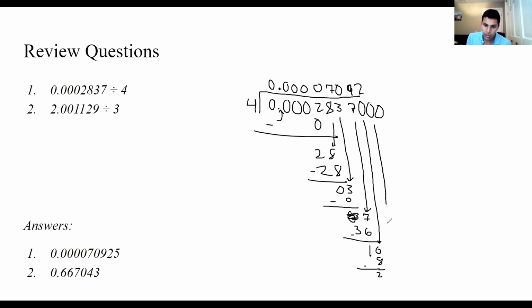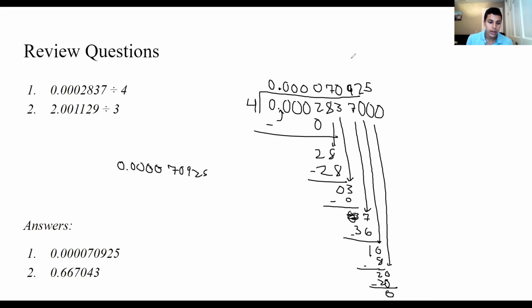Bring down one more 0, and we get 20, which is a nice number because 4 goes into 20 evenly 5 times. 5 times 4 is 20, and when we subtract, we end up with 0 at the bottom, which is how we know we're finished. So make sure to count your zeros correctly when you're writing the answer. It is 0.00000, so starts with 5 zeros total, 70925. And if you want to look at this, I suggest pausing the video now because in a few seconds we're moving on.